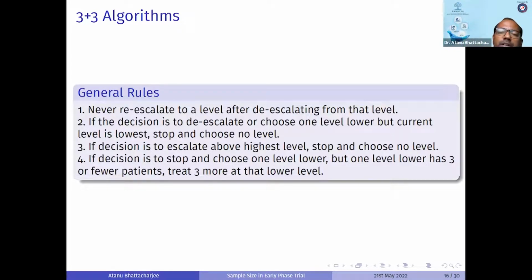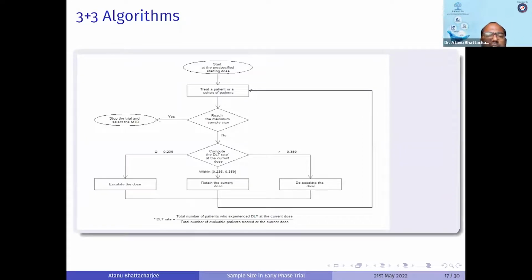And if the decision is to stop and choose the one level lower, but the lower level has 3 or fewer patients, treat more at that lower level. So as I mentioned, you started with the 20 mg, you took only 3 patients, and none of them had toxicity. That's why you went one step more. But you find that something is wrong in the 50 mg, so you come down to 20 mg, and to conclude that 20 is safe enough, you have to take more patients in the 20 mg region. So this is the flow chart.